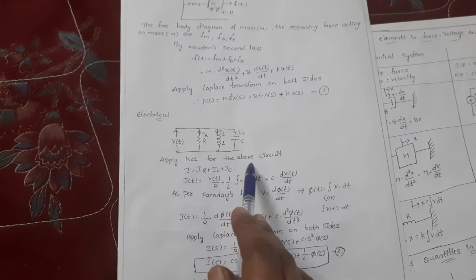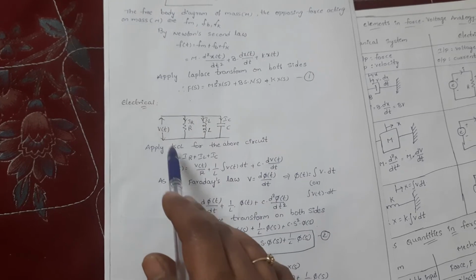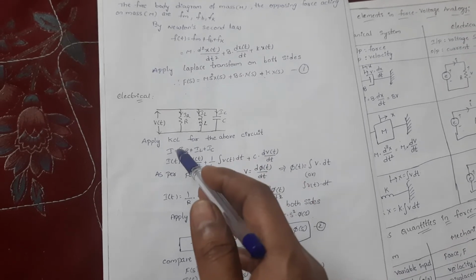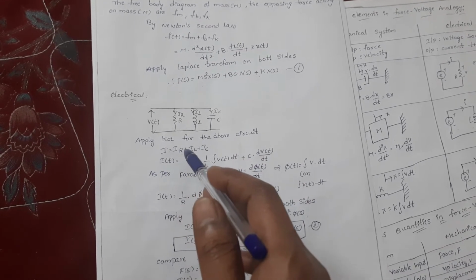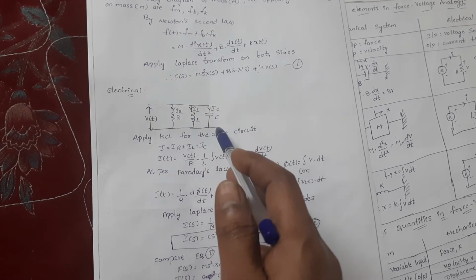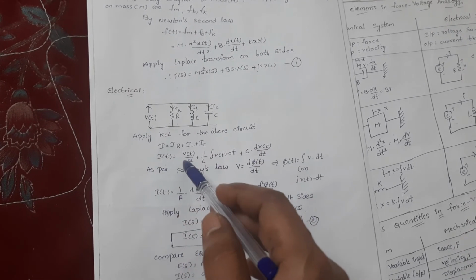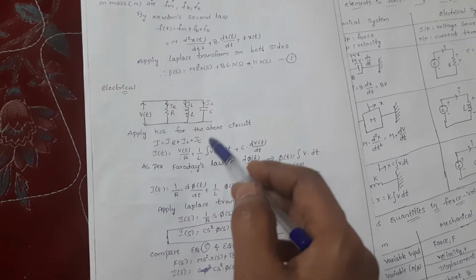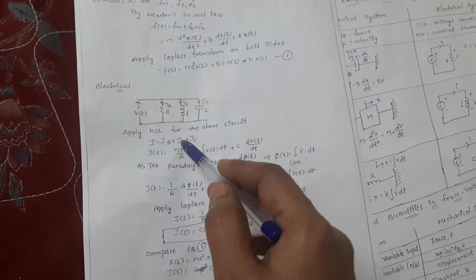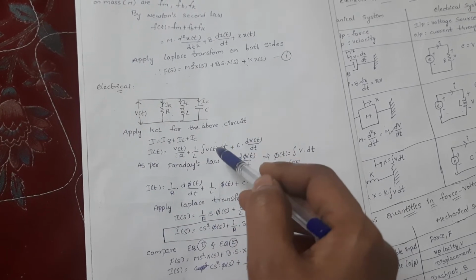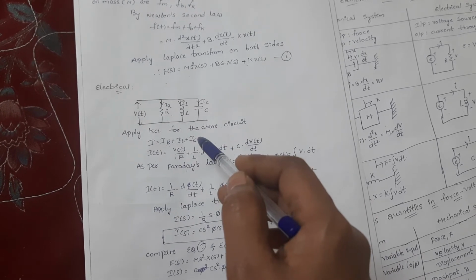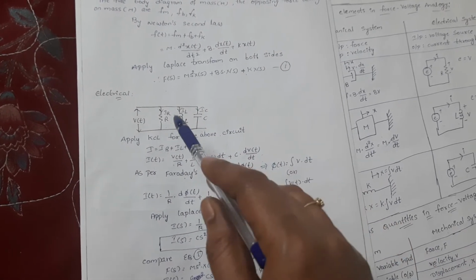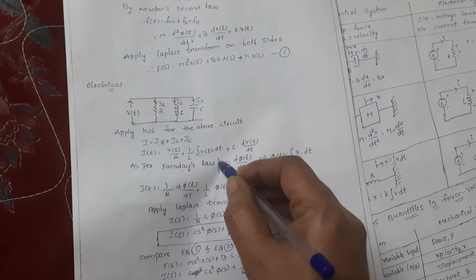So apply KCL, as this is a force current. Current will be the input and voltage will be the output. So you should write in terms of I, where all currents should be added. I of t is equal to, so IR is V of t by R, and for L, in terms of I, it is 1 by L integral V of t dt, and for the capacitor C, in terms of current and voltage, it is C dV by dt.